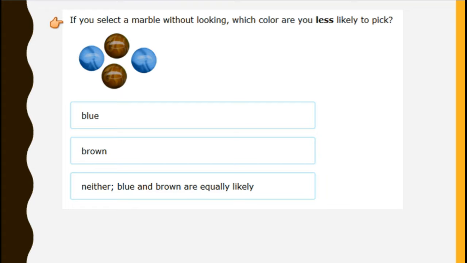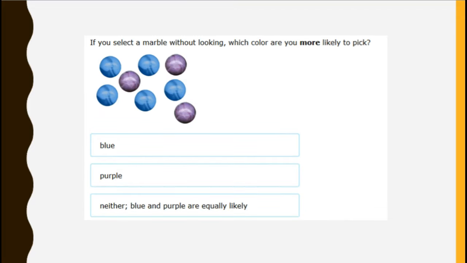If you select a marble without looking, which color are you less likely to pick? Well, we have 2 blues and we have 2 browns. That's even. So that means I'm equally likely to pick either a blue or a brown. So I would say neither. Blue and brown are equally likely.